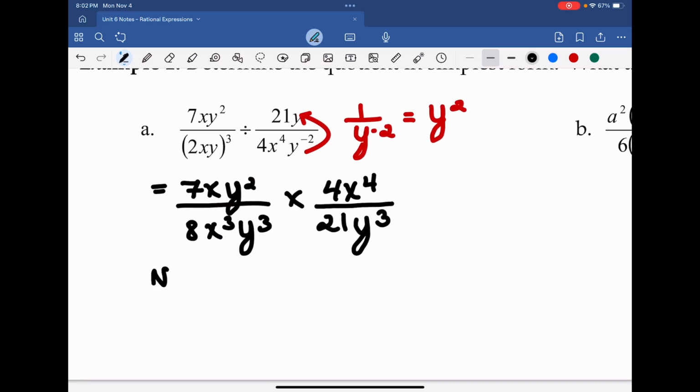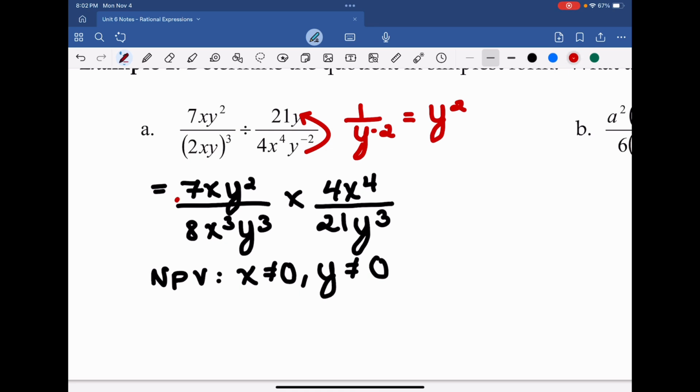Before we reduce, let's just double check our NPVs. Our non-permissible values are going to be the following. x cannot equal 0 and y cannot equal 0. As long as both of these are non-zeros, we're good with this. We're totally satisfied. Now, I'm going to go back and do my cancellation.